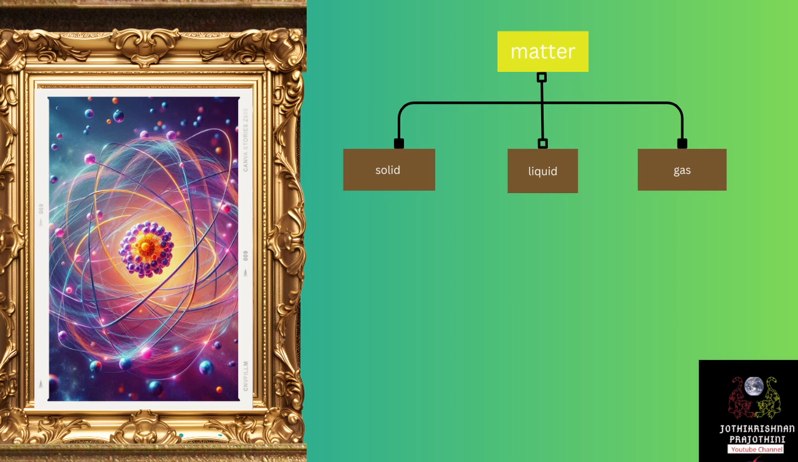We all know anything which has mass and occupies space is termed as matter. This matter is then classified as solid, liquid and gas. Solids have definite volume and definite shape. Liquids have definite volume but do not have definite shape. They take the shape of the container in which they are placed. Gases have neither definite volume nor definite shape. They completely occupy the space in the container in which they are placed.